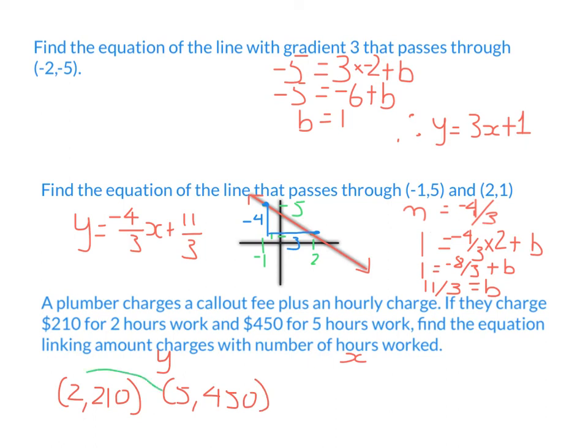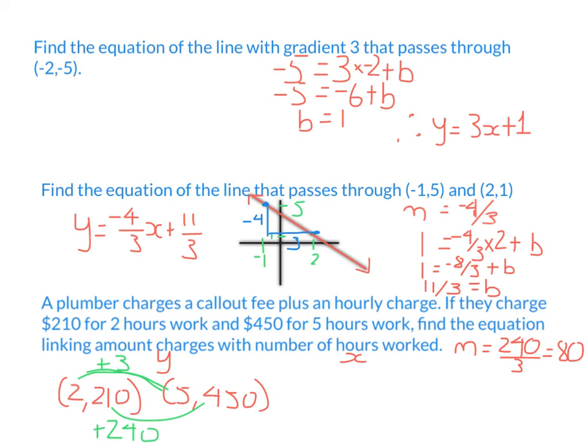So here, what's happened is x has increased by 3, y has increased by 240. So the gradient here is the change in y, how much I've gone up. The y values have increased by 240, the x values have increased by 3, so that's 80. So the gradient of $80 means the plumber charges $80 per hour. Now I need to find the call-out fee, the y-intercept.